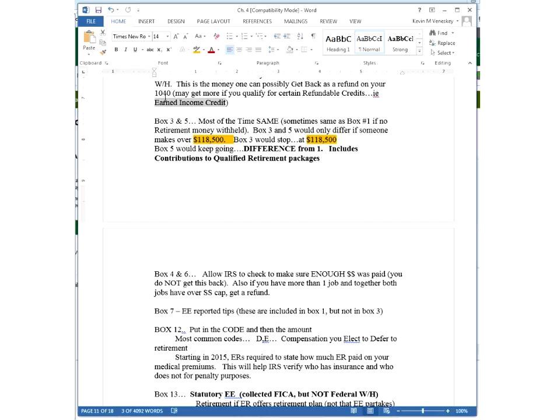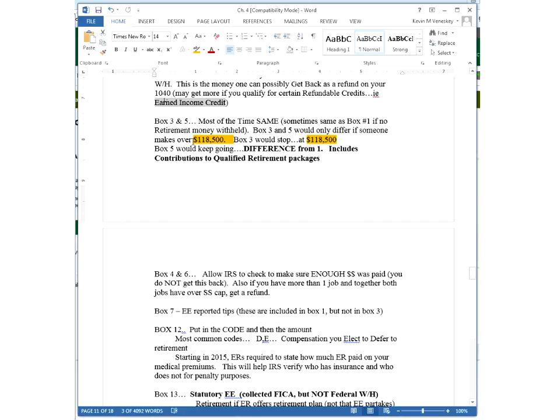Boxes 3 and 5 are your FICA items. So if you had $40,000 and then $2,000 taken away for retirement, your box 1 is going to show $38,000 of taxable income. However, boxes 3 and 5 will show $40,000 as taxable income because you don't get to use that as a deduction for those 2 items.